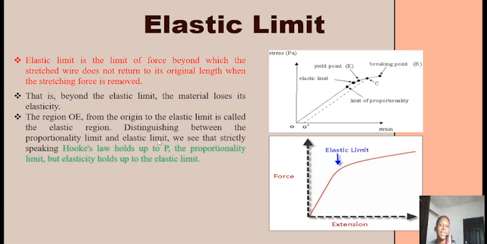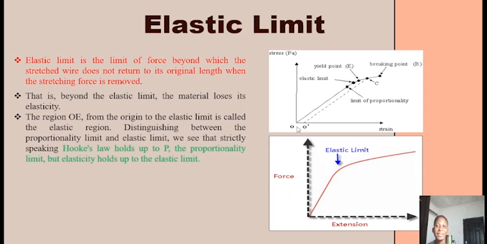Distinction between the proportionality limit and elastic limit. We see that Hooke's law holds up to here. This is the proportionality limit. This is where Hooke's law holds, and you know what Hooke's law is now: force is directly proportional to extension. But elasticity itself, and you remember what elasticity is now, a body that regains its original shape or size, holds up to this elastic limit. It regains its original. But after this elastic limit, we're not going to experience that awesome ability again, the ability of the material to regain its original shape or size.